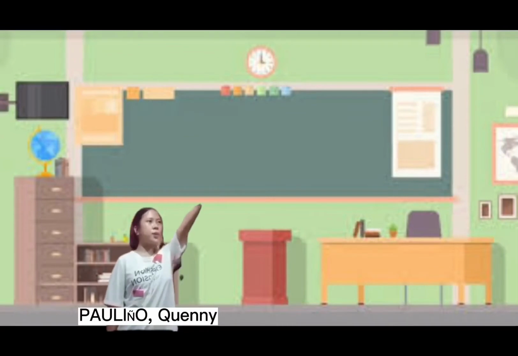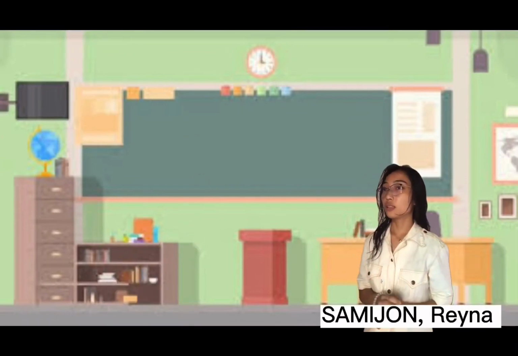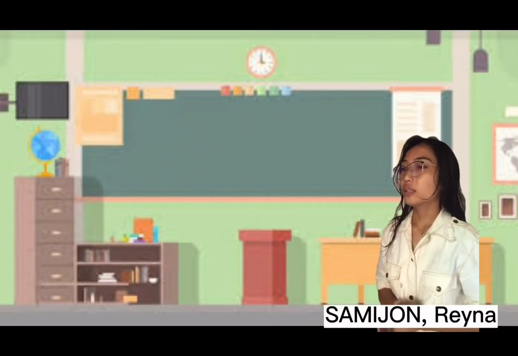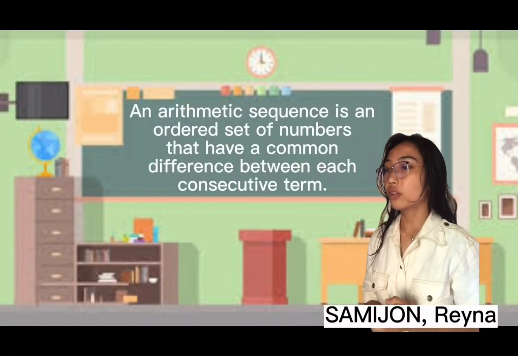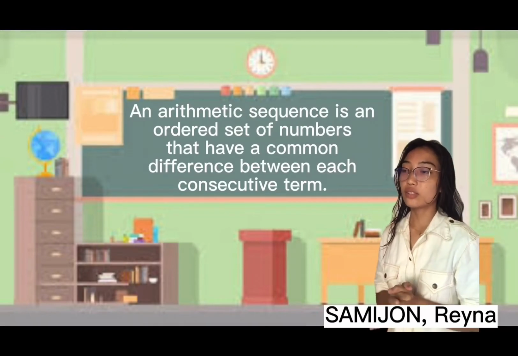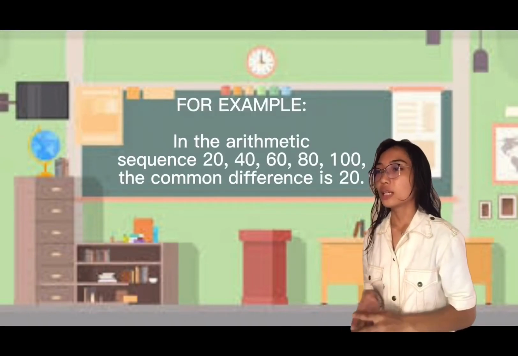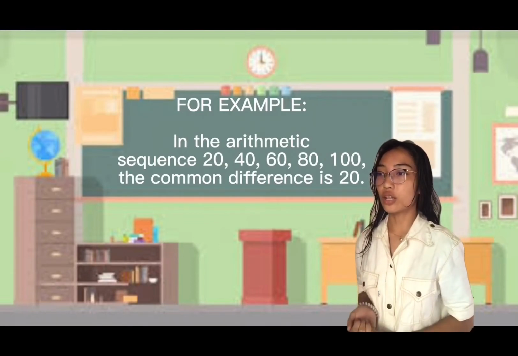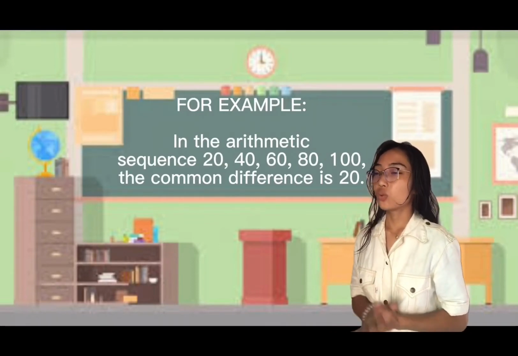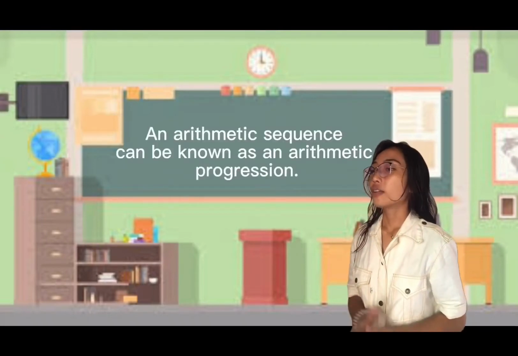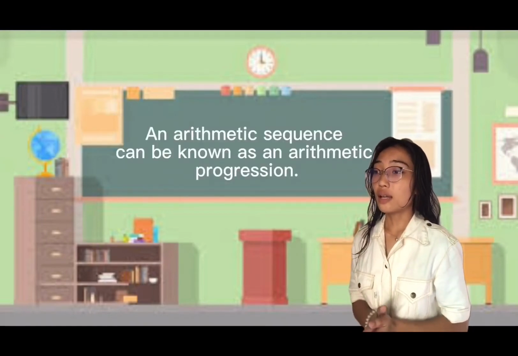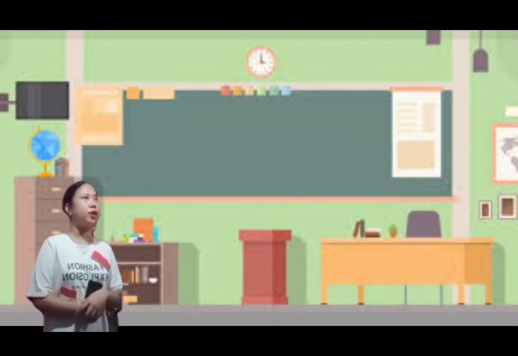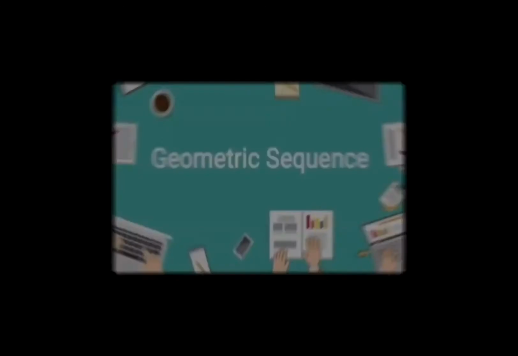Ma'am, I have a question. Okay, Miss Paulinho, what is it? What is arithmetic sequence? Well, an arithmetic sequence is an ordered set of numbers that have a common difference between each consecutive term. For example, in arithmetic sequence 20, 40, 60, 80, 100, the common difference is 20. Get it? An arithmetic sequence can be known as an arithmetic progression. Okay, ma'am. Thank you for explaining. Now I know what is arithmetic sequence.